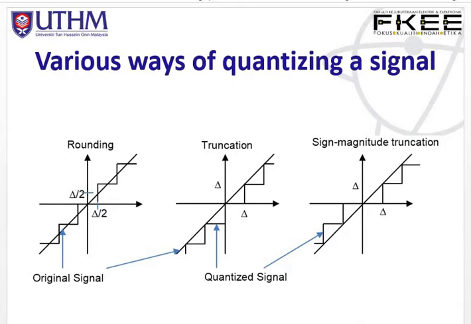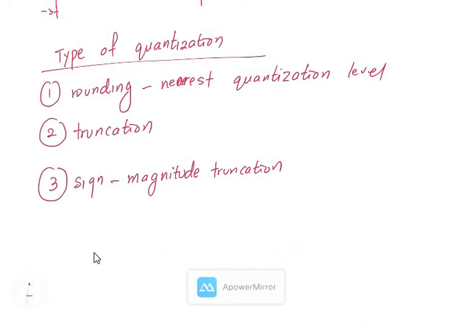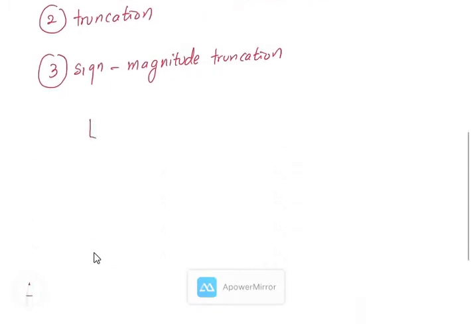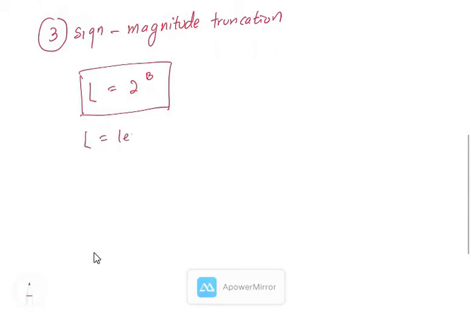Improper quantization may cause the loss of information. And the formula for the quantization is L equal to 2 power of B. So this is the formula for the quantization, in which L refers to the levels, B equal to bits, how many bits of word corresponding to its quantized values.